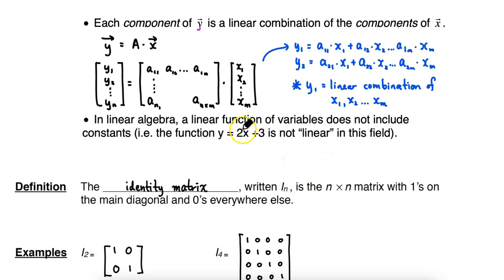A very important note here that we should really be aware of is that in linear algebra, when we talk about something that's linear, it does not include constants. So for example, y equals 2x plus 3 would not be considered linear in linear algebra. We cannot add constants in the end.